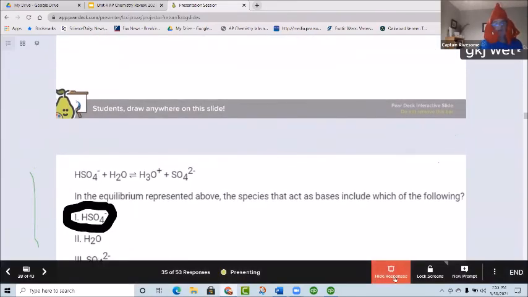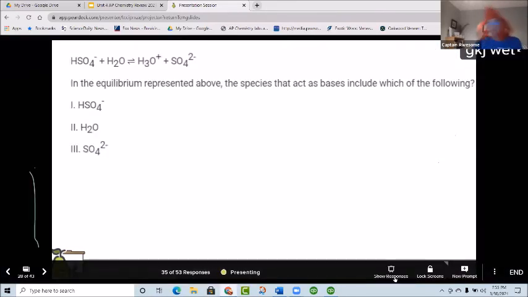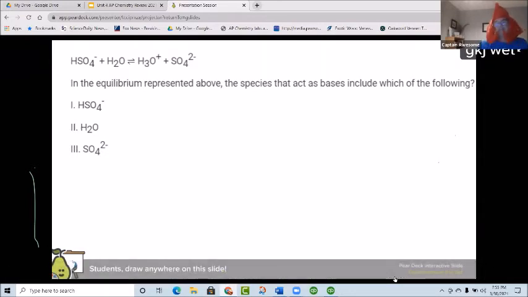So how do you know what a base is? A base, remember, is something that absorbs hydrogens. So is the HSO4 absorbing hydrogens? No, the HSO4 actually loses a hydrogen when it goes from the left to the right. So in that case, the HSO4 is actually losing a hydrogen. It's acting as an acid.